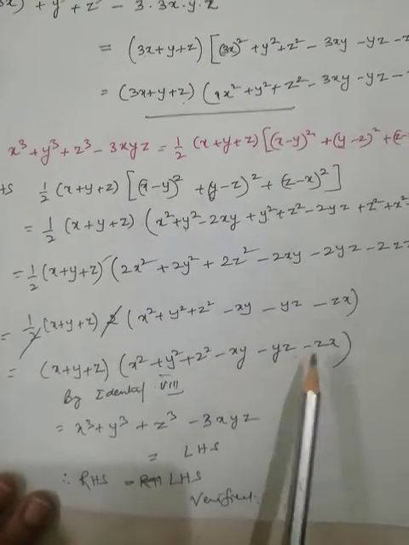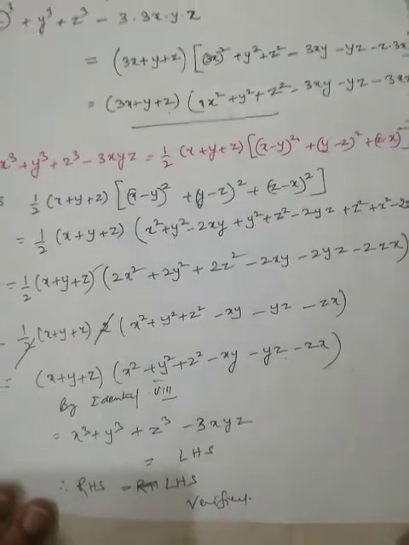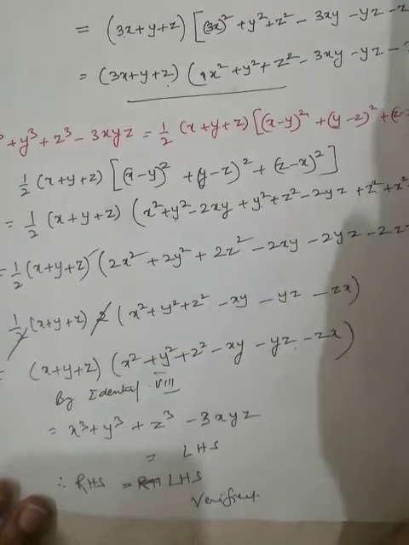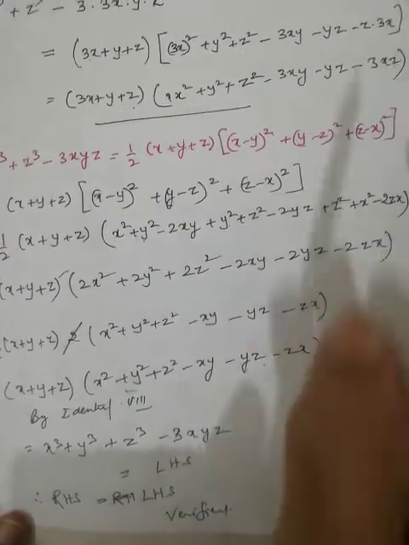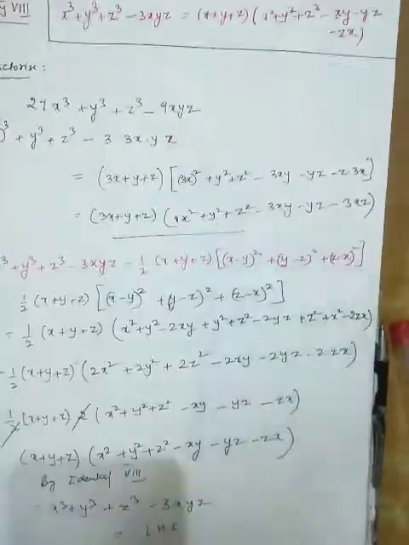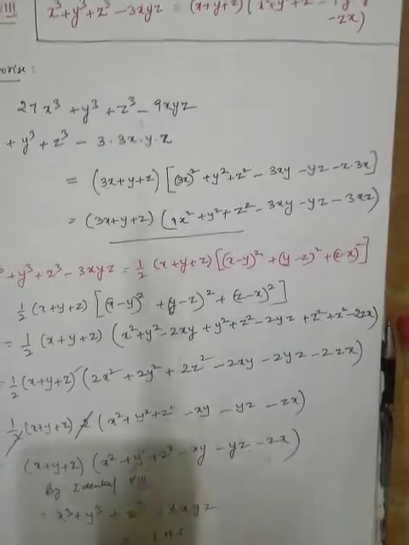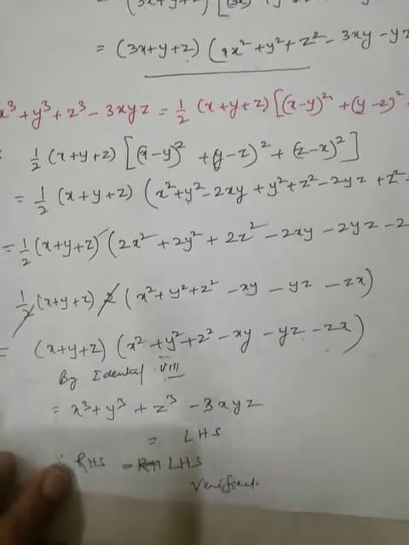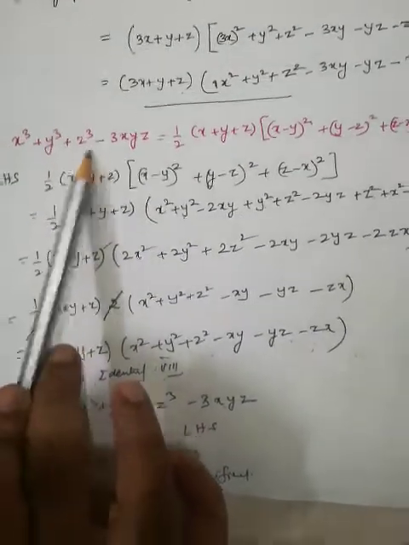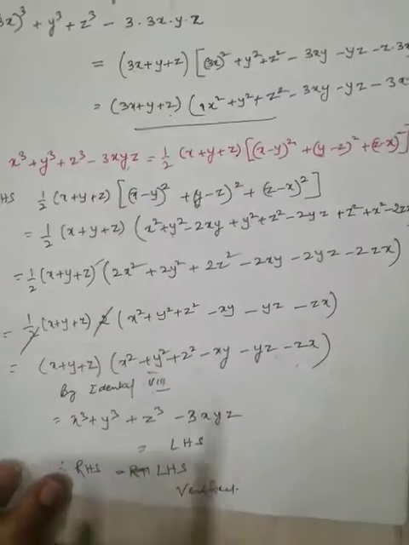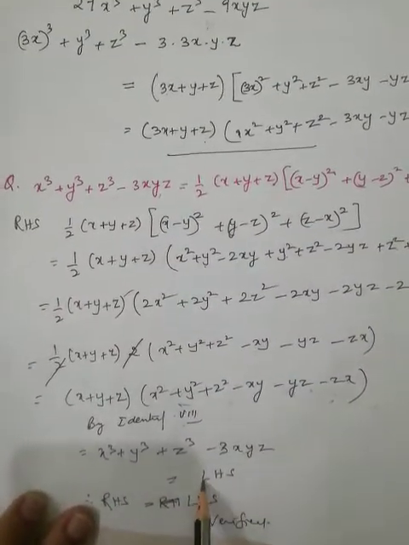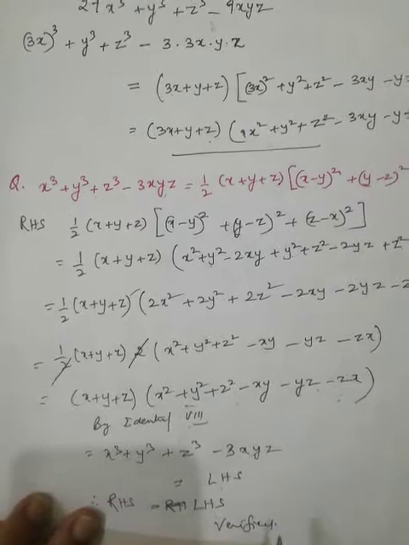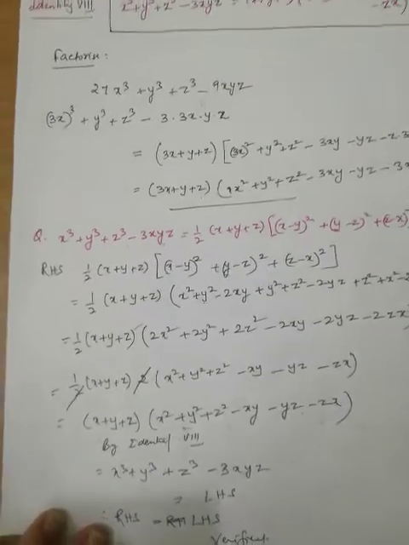And this is very familiar now because this is nothing but identity number 8. In the identity number 8 RHS and here RHS, both are equal. That means this whole thing is equal to x cube plus y cube plus z cube minus 3xyz. So I have written by identity number 8, it is 3xyz. And in the question also they have given that it is x cube plus y cube plus z cube minus 3xyz. Therefore this is equal to LHS. So we started with the RHS and we reached the LHS. Therefore both are equal and hence it is verified.